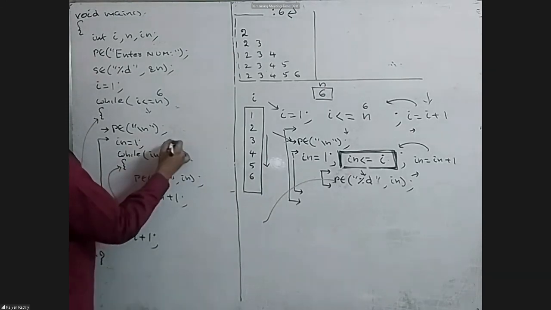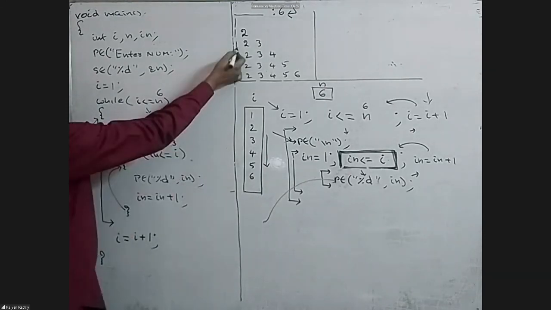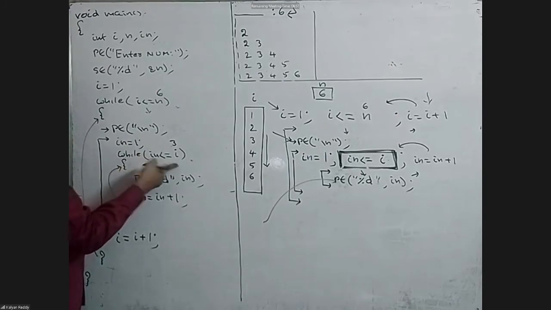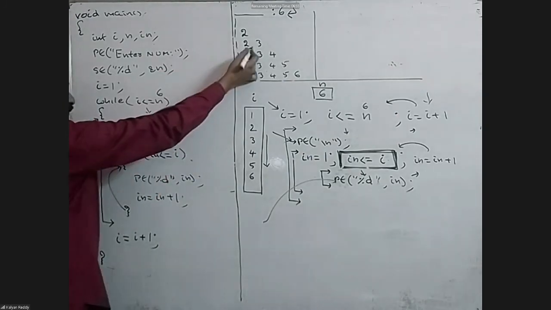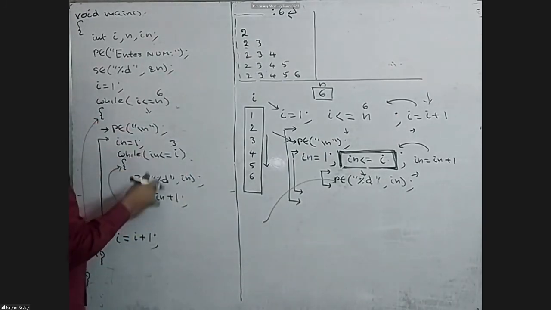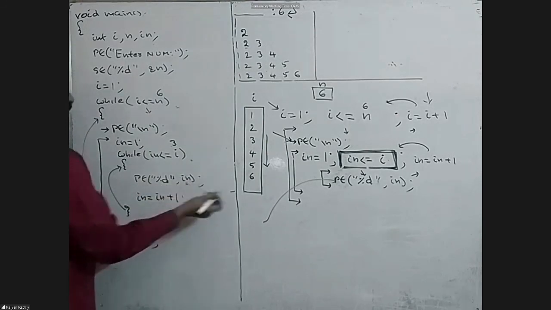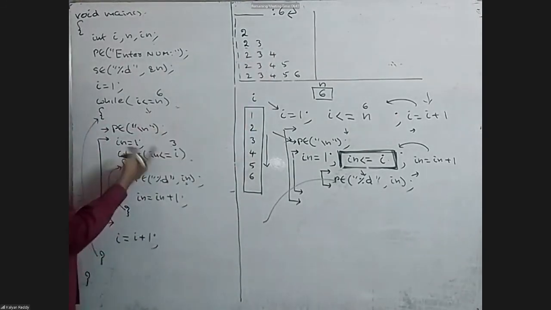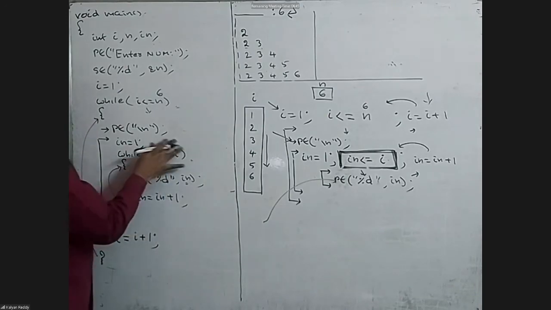Now the i value is 3. 1 less than or equal to 3, come inside. 1 printed. in became 2. Go up. 2 less than or equal to 3, come inside. 2 printed. Next in became 3. 3 less than or equal to 3, come inside. Always printing in, so 3 printed. Next 4 less than 3 is false, out. That's it. Check by yourself.